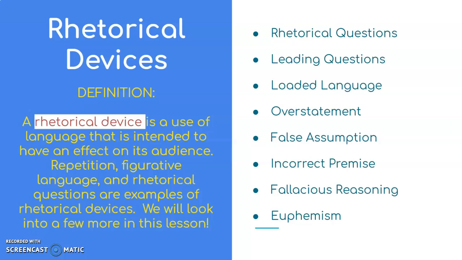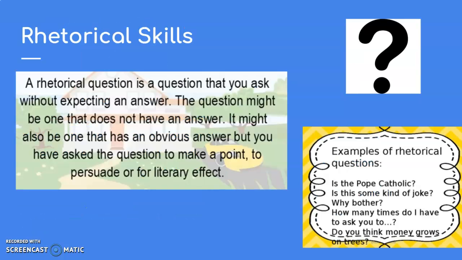So what is a rhetorical device? Well, the actual definition is a use of language that is intended to have an effect on its audience. Repetition, figurative language, and rhetorical questions are examples of rhetorical devices, and we will look into that more in this lesson. So these are things like rhetorical questions, leading questions, loaded language, overstatement, false assumption, incorrect premise, fallacious reasoning, and euphemism.